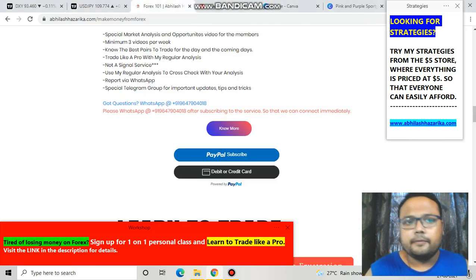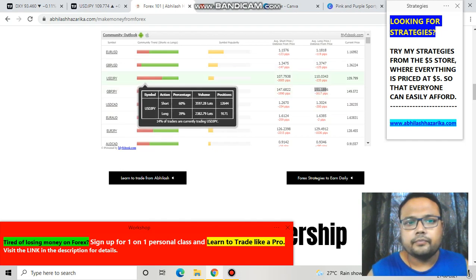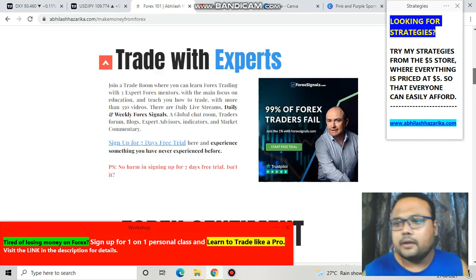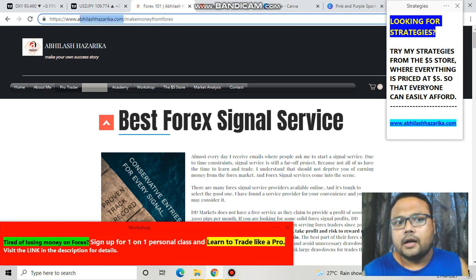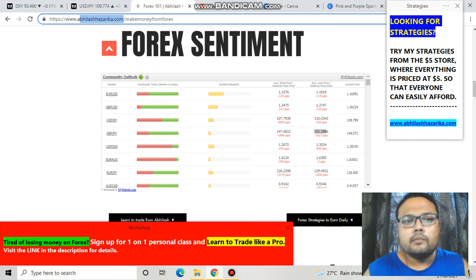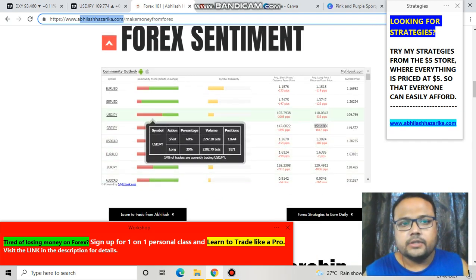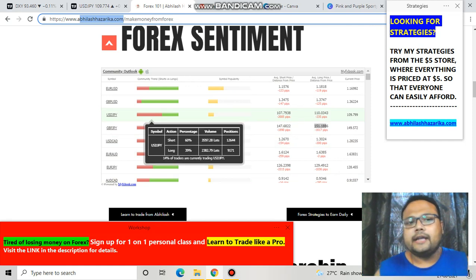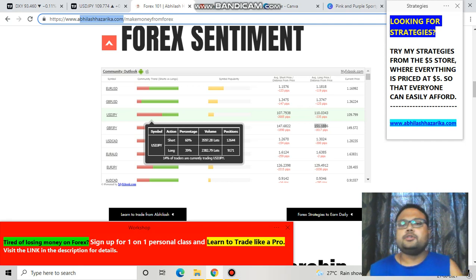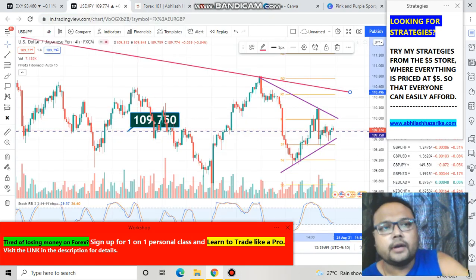And if we go to the Forex sentiment meter here, this is a Forex sentiment meter, and you'll find the Forex sentiment meter on my website avilashhazarika.com under Forex 101 section. So this is the USD JPY. 60% retail traders have taken short position and 39% retail traders have taken long position. So 60% are thinking that market will be going down, and 39% are thinking that market will be going up.